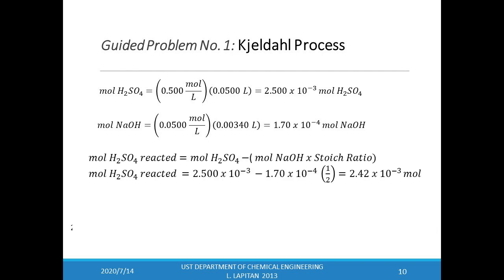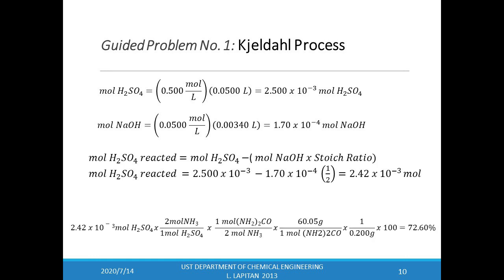Then the amount of the acid that reacted is calculated by subtracting from the total moles of the acid, which is 2.50 times 10 raised to negative 3 mole, the 1.70 times 10 raised to negative 4. Take note to use a stoichiometric factor in this case. That is, 2 moles of sodium hydroxide is required to react with 1 mole of the sulfuric acid. Now, the net amount of sulfuric acid is calculated to be 2.42 times 10 raised to negative 3 mole. We can readily compute the percent urea in the sample by a factor-label approach as shown in this slide. Overall, the percent urea in the sample is 72.60%.